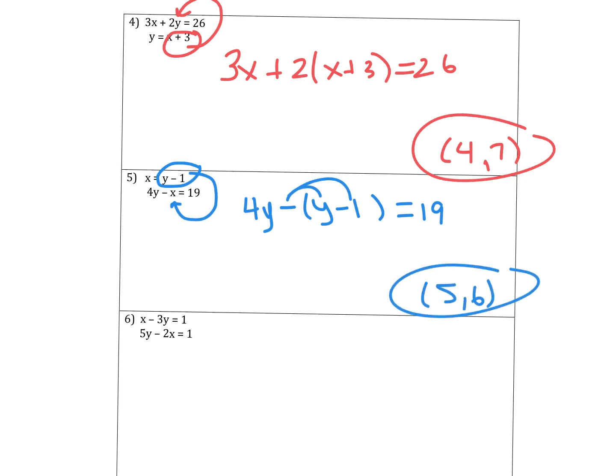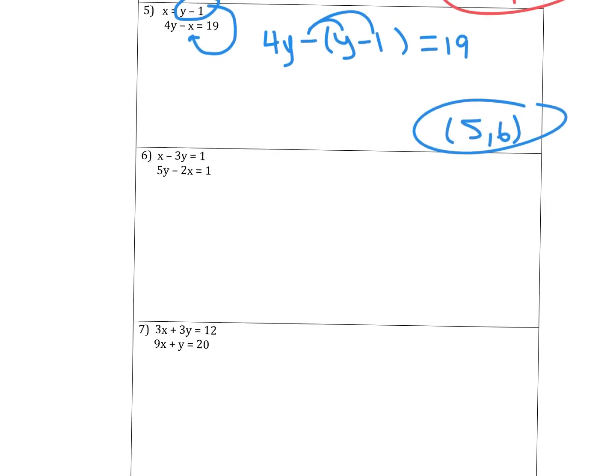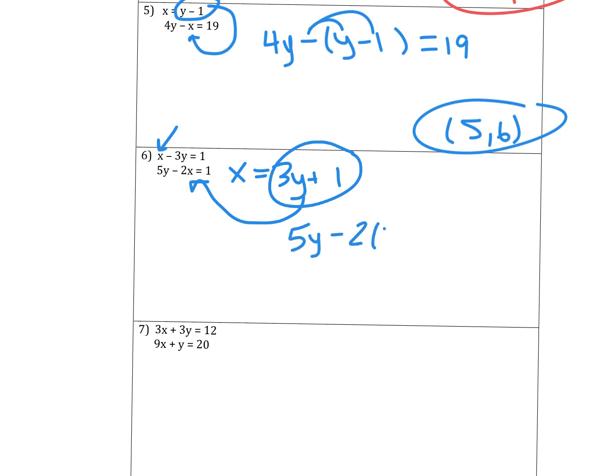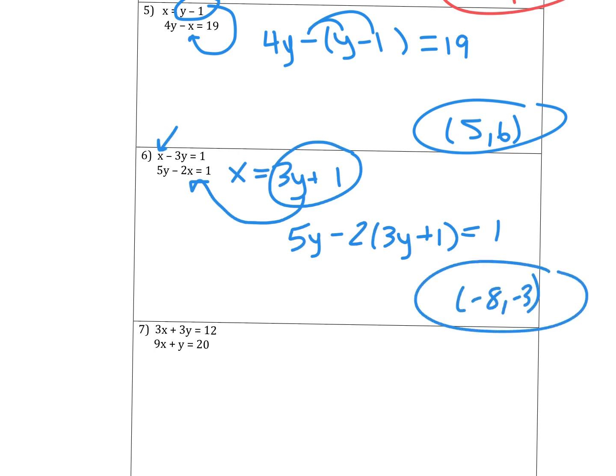In example 6, none of the variables is isolated, but as we mentioned yesterday, you want to solve for the variable that has a coefficient of 1, and that would be the x. So I'm going to add 3y, and I'm going to have x equals 3y plus 1. So now I take this expression, sub it in for x in the second equation. So 5y minus 2 times 3y plus 1 equals 1. And then from there, I'm going to solve for y, then plug in for x. Negative 8, negative 3 should have been your final solution.